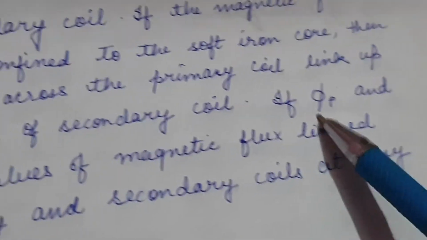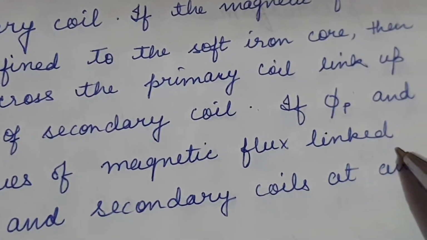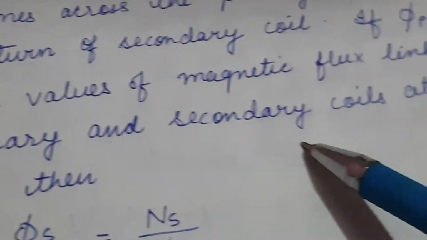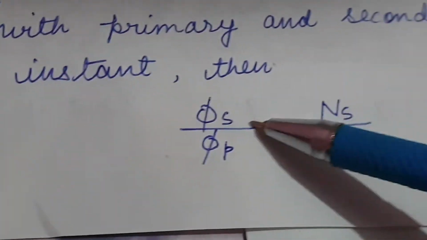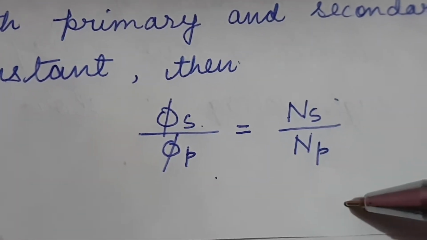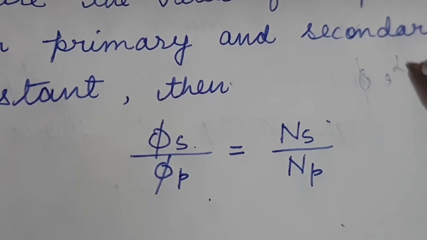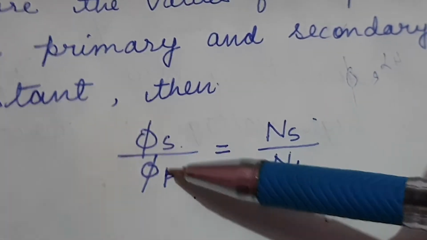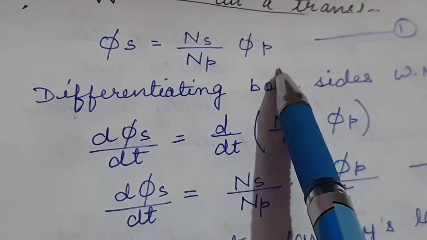If phi p and phi s are the values of magnetic flux linked with the primary and secondary coil at any instant, then phi s upon phi p is equal to ns upon np, because we know that the magnetic flux is directly proportional to the number of turns. So phi s upon phi p is equal to ns upon np. From here we can say that phi s is equal to ns upon np into phi p.